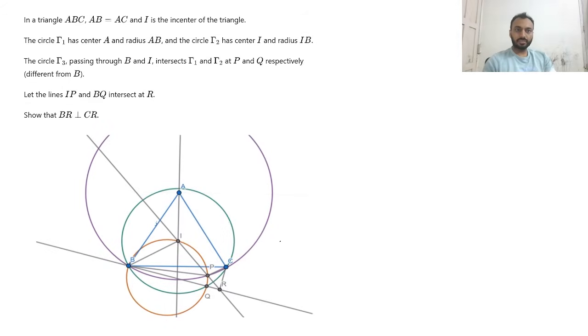Hi guys, so this is question number 3 of an NMTC 2 Inter. So let's see this question. In this we are given AB is equal to AC, and I is the incenter of the triangle. Then circle 1 has center A and radius AB. So we draw a circle with center A and radius AB, and since AB is equal to AC, that circle passes through C also, and let's name it circle 1.